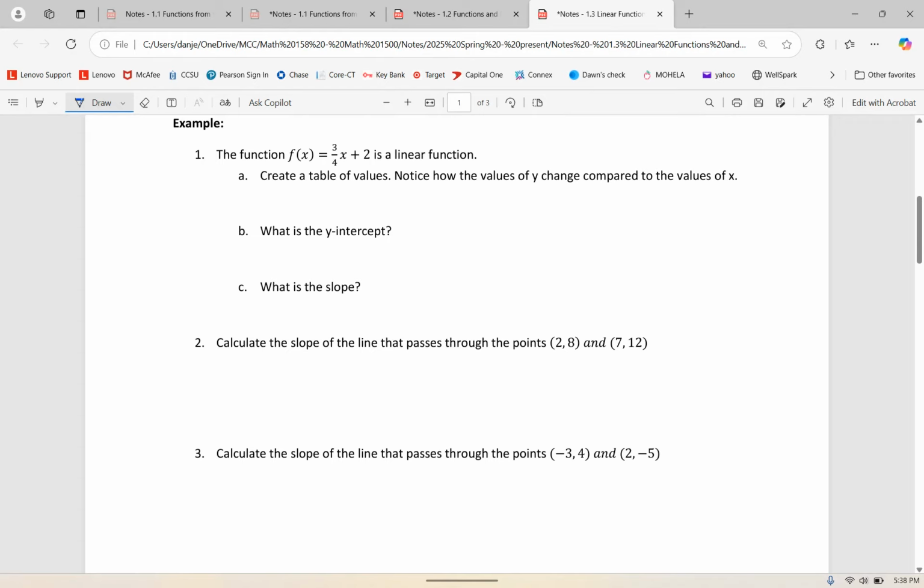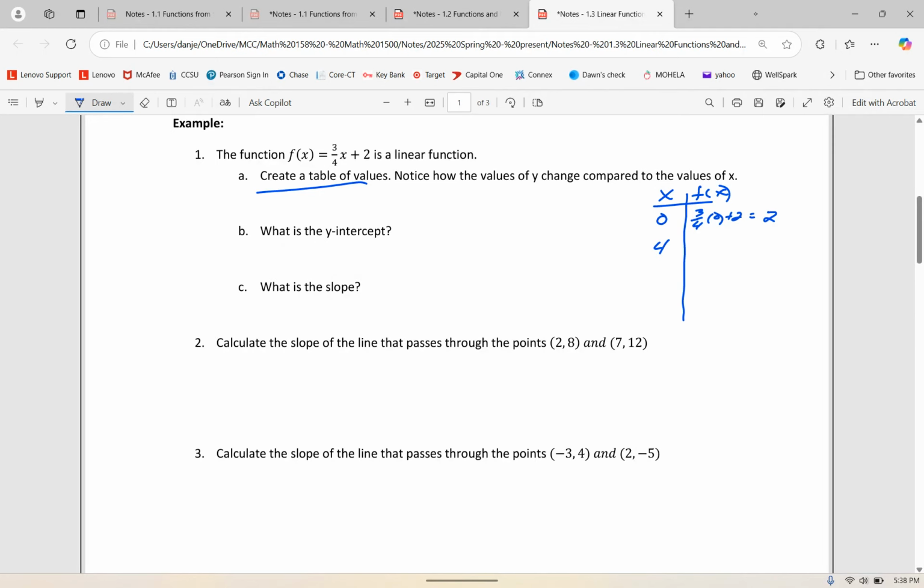Okay, so if I look at number 1, I have a function f of x equals 3/4 x plus 2. We say create a table of values. So I'm going to create a table of values, x and f of x. It makes sense to put 0 in for x. 3/4 times 0 plus 2 is 2. I would not use 1 or 2 or 3 for x. I would go all the way up to 4. So I have 3/4 times 4 plus 2. 3/4 times 4 is just 3, plus 2 is 5.